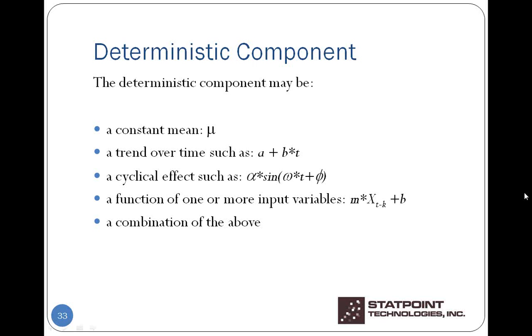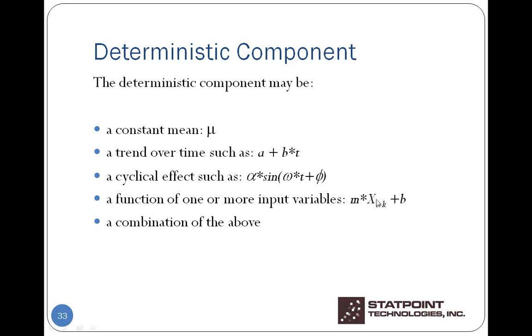If I was modeling a physical process or some other process, I might also like to include a cyclical effect. For example, I've written down here a sine wave at a particular frequency with a particular amplitude and phase. So if you were modeling the variation of something that varied on a cyclical basis, you might like to include some sines or cosines.